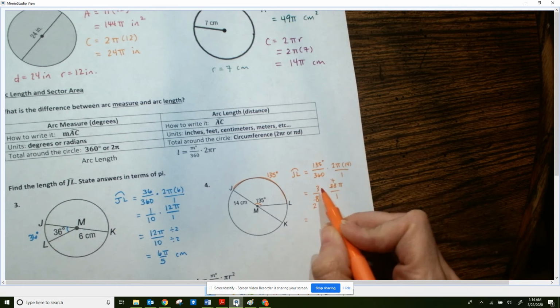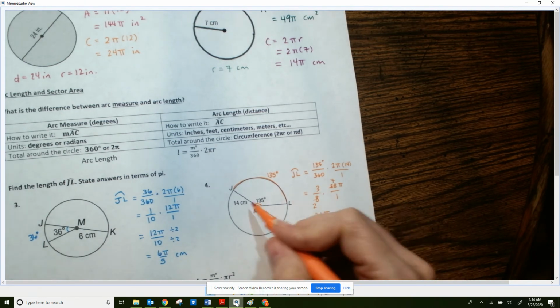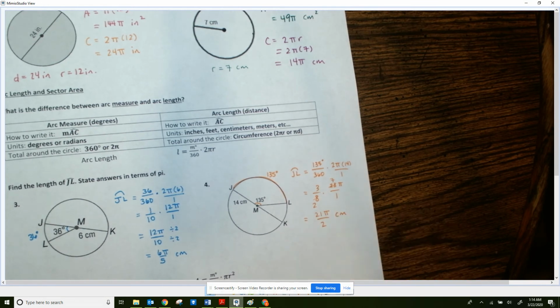Now we can multiply 3 times 7 pi and get 21 pi. And 2 times 1 is 2. And again, this is centimeters, so it'll be 21 pi over 2 centimeters. That's the measure, or I should say the distance, right? The length of that arc. The measure is 135. The length is 21 pi over 2.